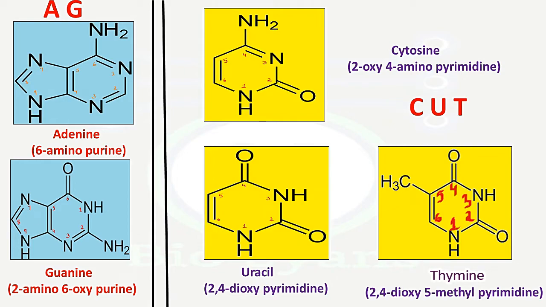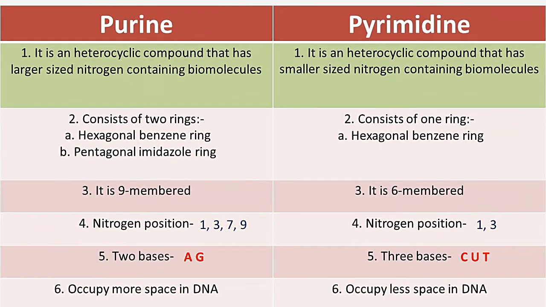And to remember it, you remember it as pyrimidine has CUT, C-U-T. And for purine, it is AG. Now, I have listed out here some of the differences between purine and pyrimidine, so it would be easier for you to understand as well as remember. So we know both are heterocyclic compounds. Purine, as I already said, has larger sized nitrogen-containing biomolecules, and pyrimidine has a smaller size.